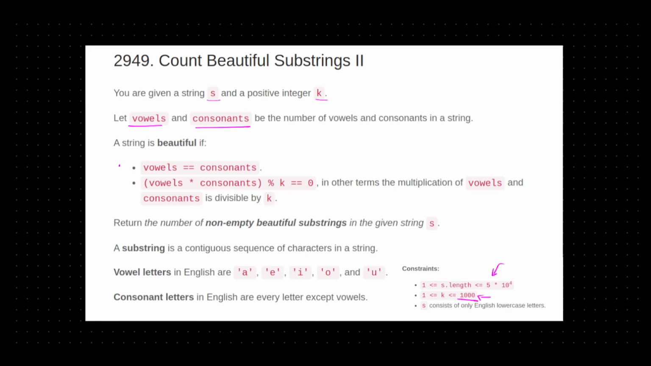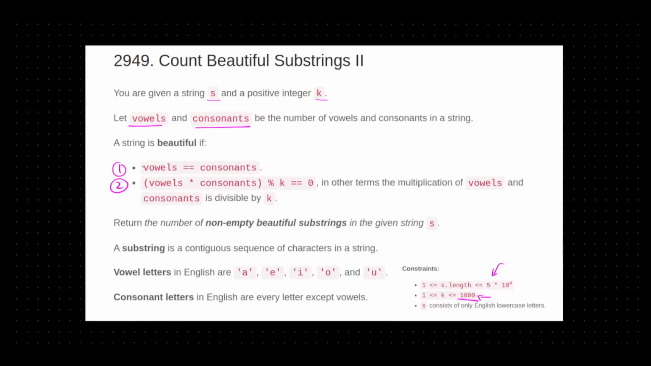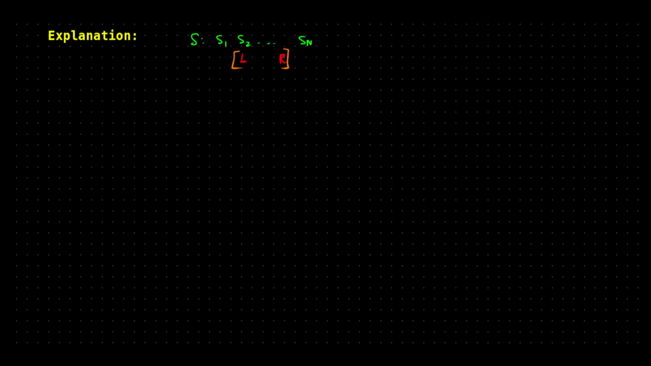Okay, let's try to make some observations for each of these two cases. Let's try to understand them. So one thing to note here is that any substring of a string s, say s1, s2, all the way up to sn, is defined using two endpoints l and r, and this substring must follow some of the properties that are mentioned in the question. The first being the number of vowels is equal to the number of consonants. Notice that there are only two types of characters in this given string.